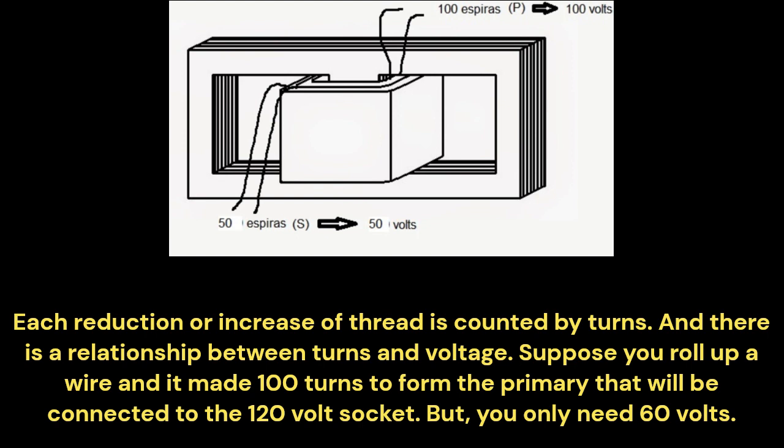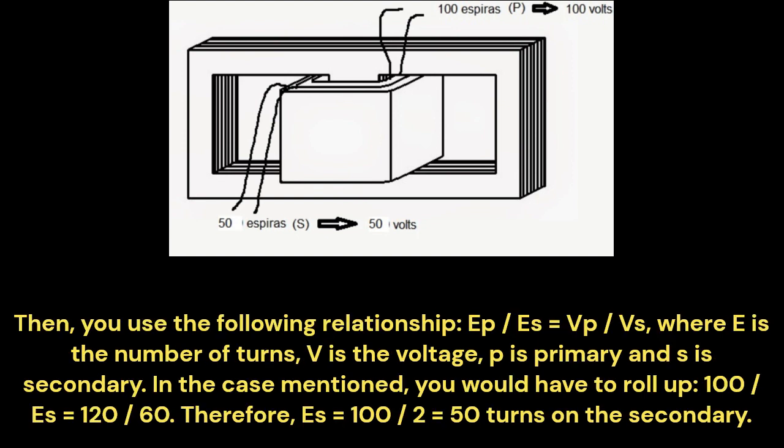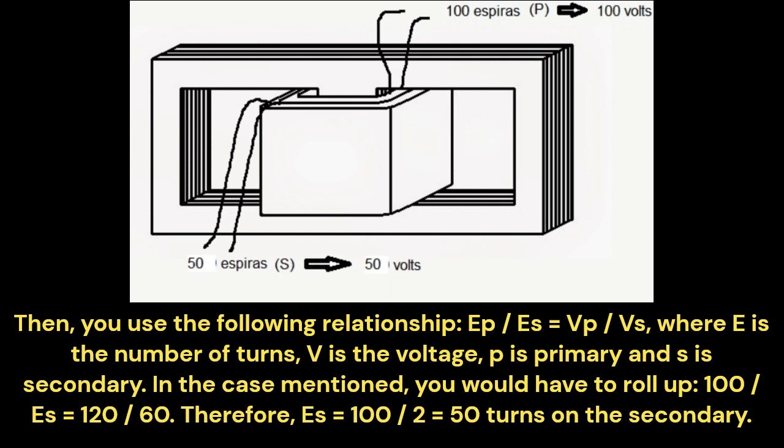Suppose you roll up a wire and it made 100 turns to form the primary that will be connected to the 120-volt socket. But you only need 60 volts. Then you use the following relationship: EP over ES equals VP over VS, where E is the number of turns, V is the voltage, P is primary and S is secondary. In the case mentioned, you would have: 100 over ES equals 120 over 60. Therefore, ES equals 100 over 2, which is equal to 50 turns on the secondary.